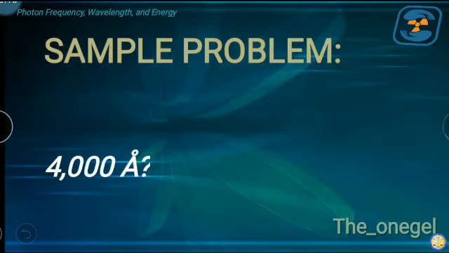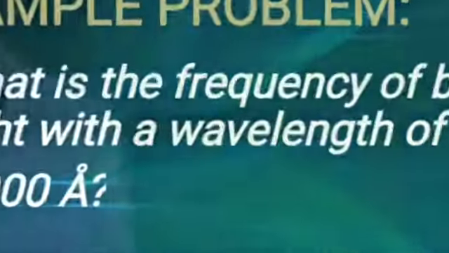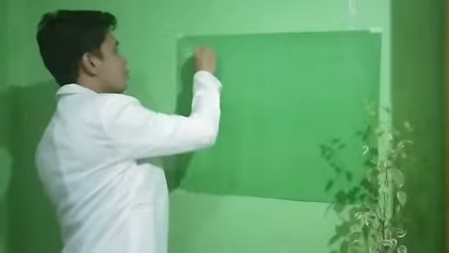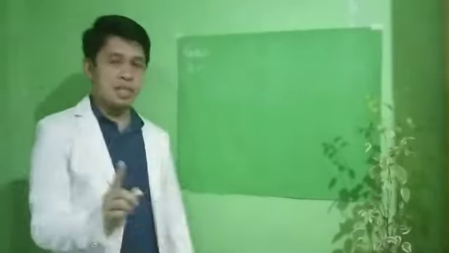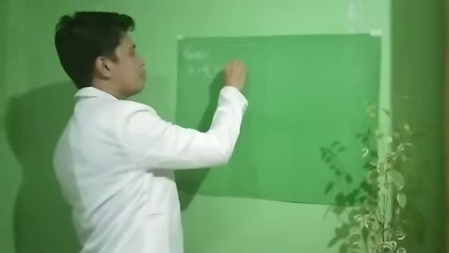So, let's take this problem. What is the frequency of blue light with a wavelength of 4,000 angstrom? For our problem, of course, we have to write first our given. Since we have only one figure given, that is 4,000 angstrom, that will be our wavelength. So, given, first we have our wavelength, which is in terms of angstrom: 4,000 angstrom.